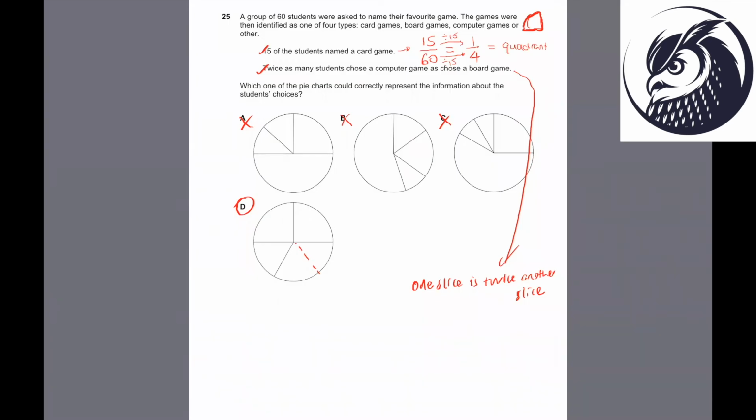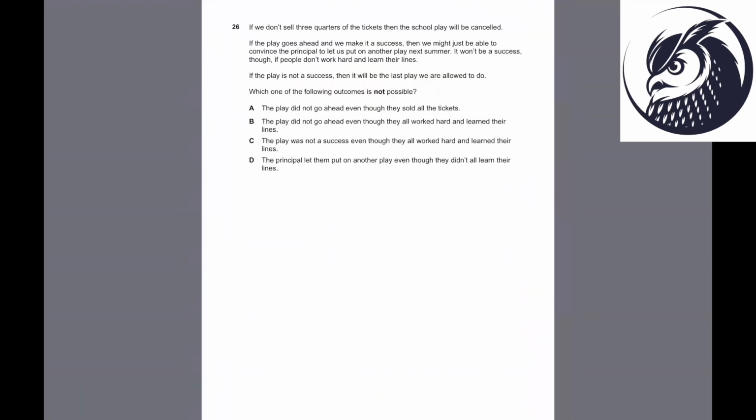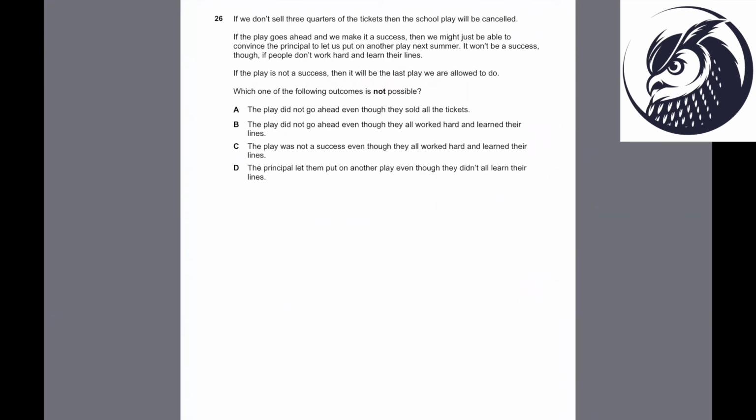Okay, so now let's go through question 26, which says, if we don't sell 3/4 of the tickets, then the school play will be cancelled. If the play goes ahead and we make it a success, then we might just be able to convince the principal to let us put on another play next summer. It won't be a success though if people don't work hard and learn their lines. If the play is not a success, then it will be the last play we are allowed to do. Which one of the following outcomes is not possible?